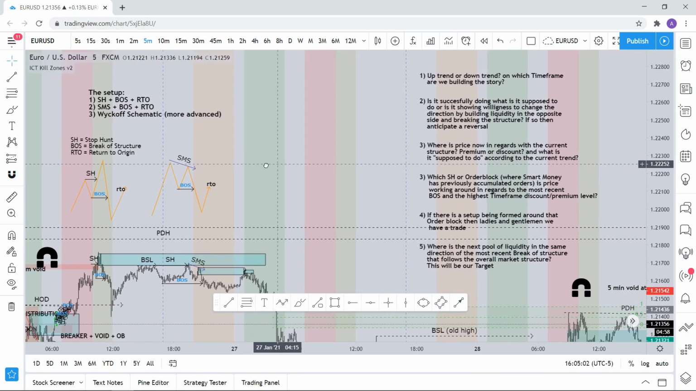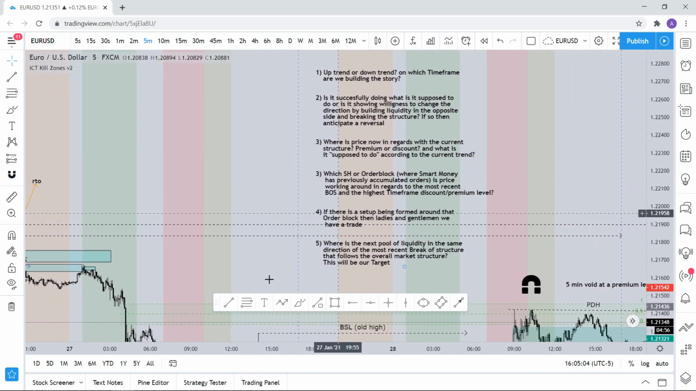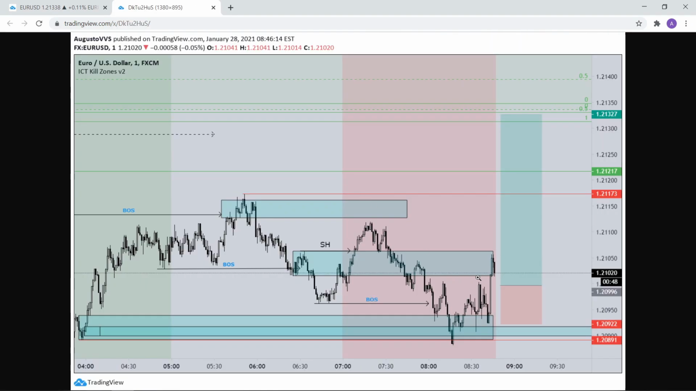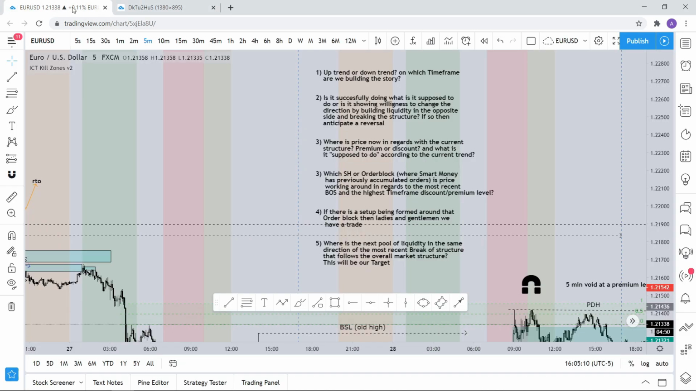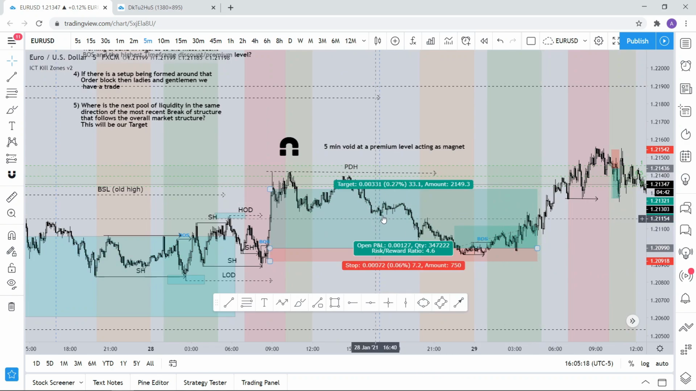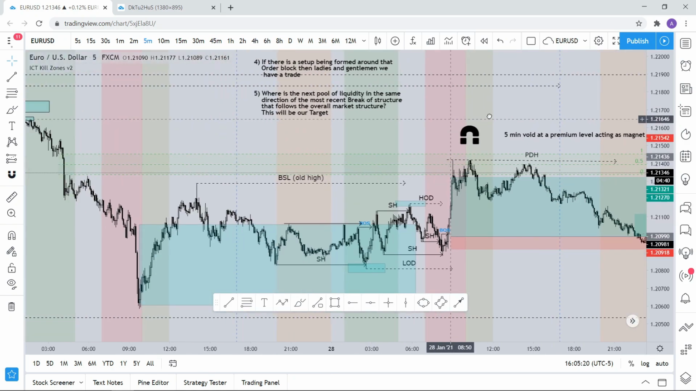So to frame what I want to show you guys, we are going to talk about a trade I recently sent to the community. This trade was a Euro USD long, as you can see here, and this Euro USD long ended up hitting the target beautifully very quickly.